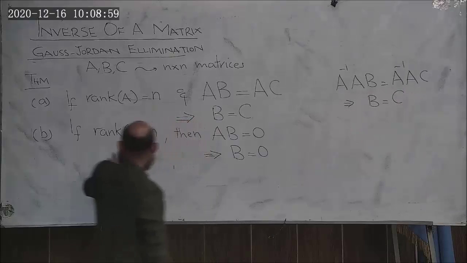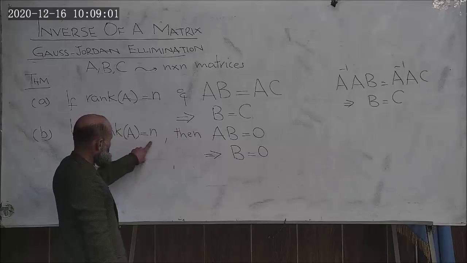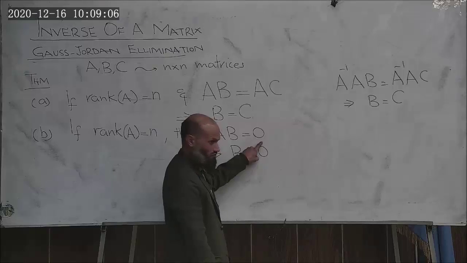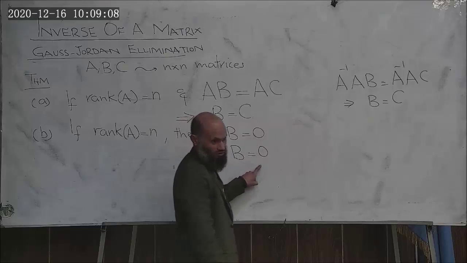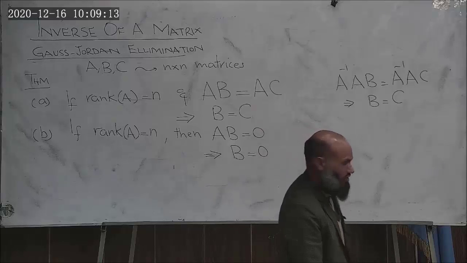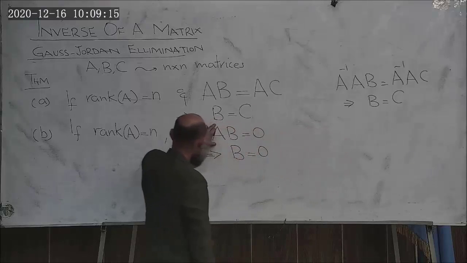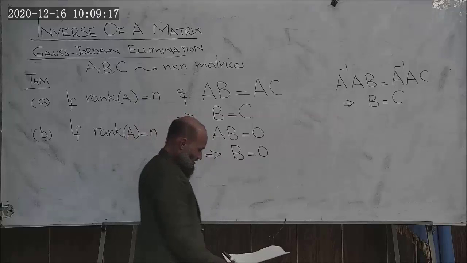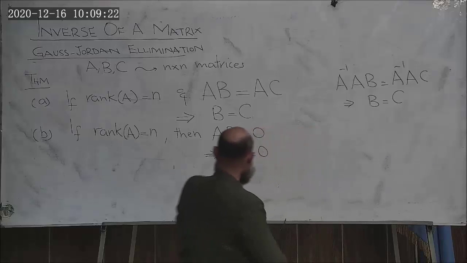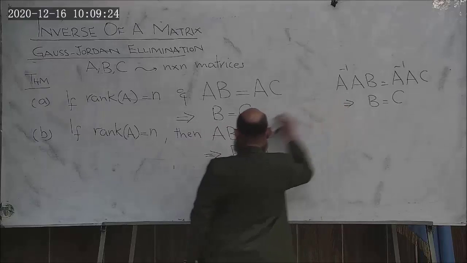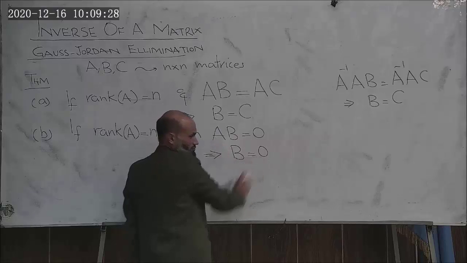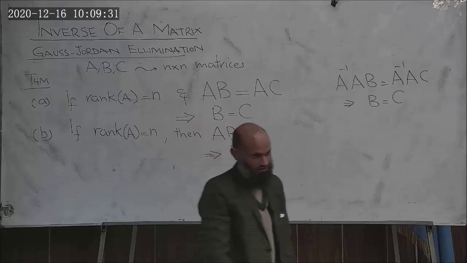So if rank of A is equal to n, then if A multiplied by B is equal to 0, it implies that B is equal to 0. In general, again, this statement was not true. However, if rank of this matrix A is equal to n, then this statement is true. Again, this can be proved in a similar way. Multiply both sides with the inverse, so B will come out to be equal to the 0 matrix.